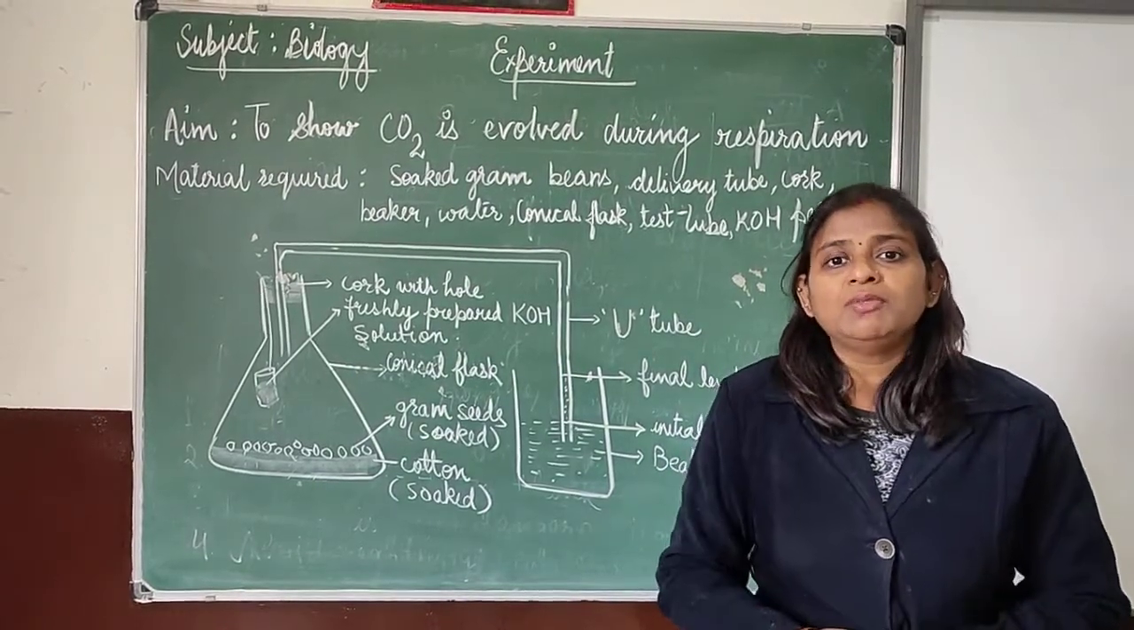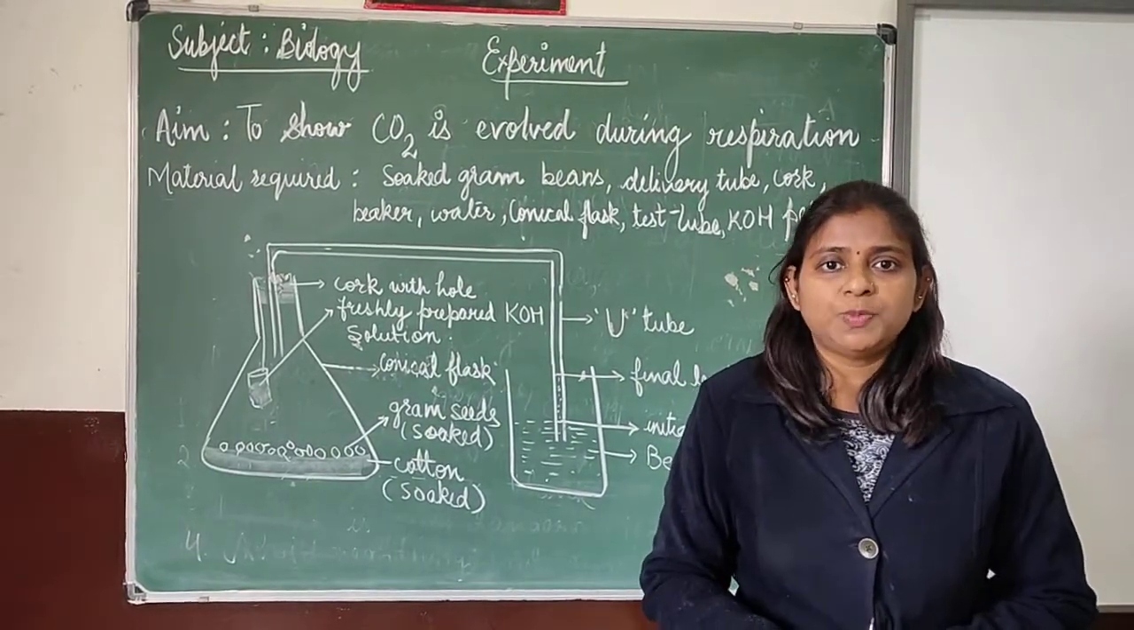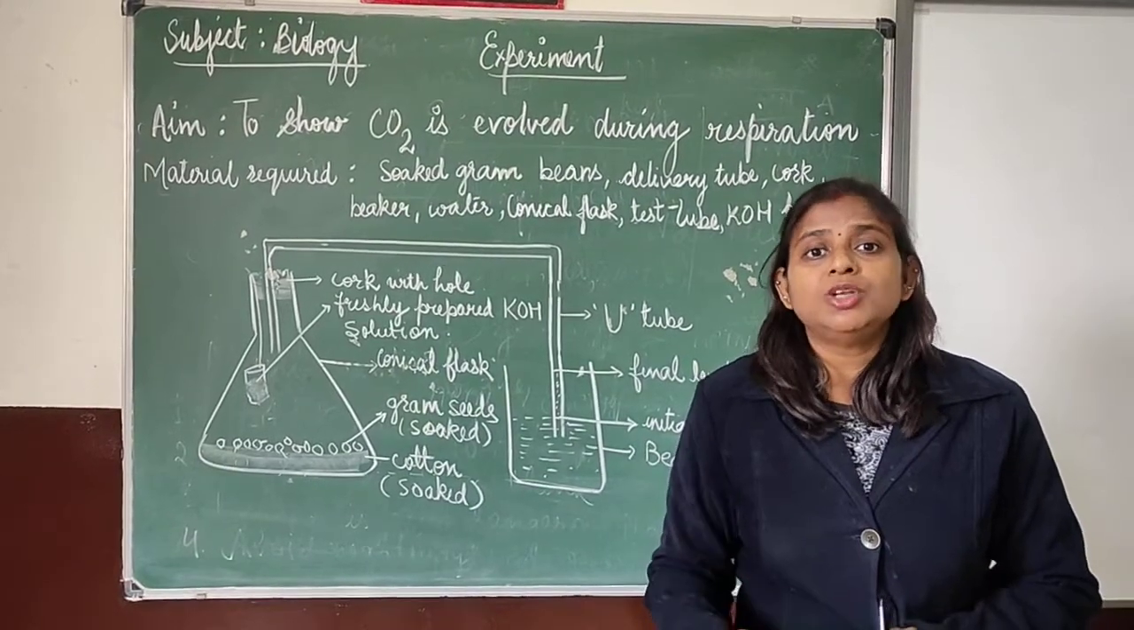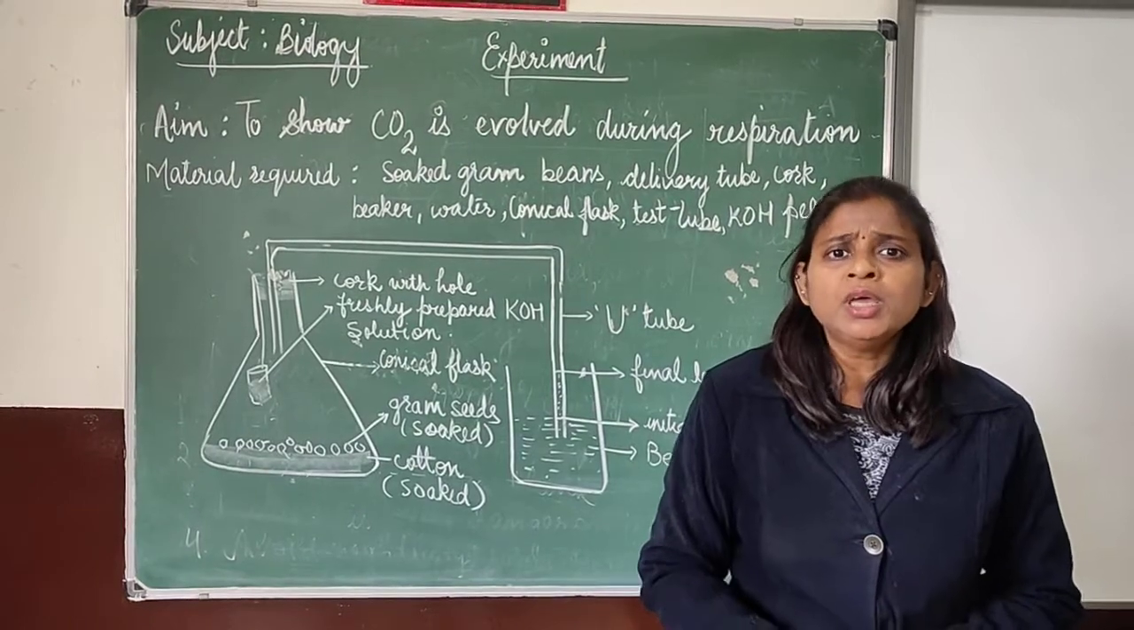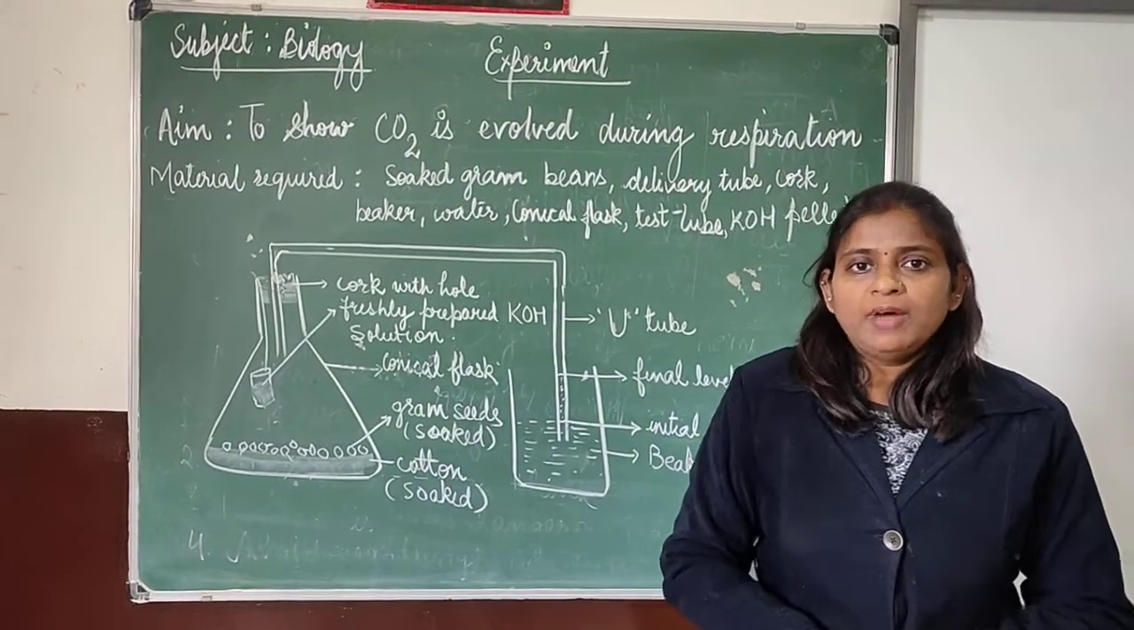Now in this way you can find out the RQ also, that is the respiratory quotient, the ratio of carbon dioxide evolved to oxygen consumed. So I hope now you all have understood this experiment.